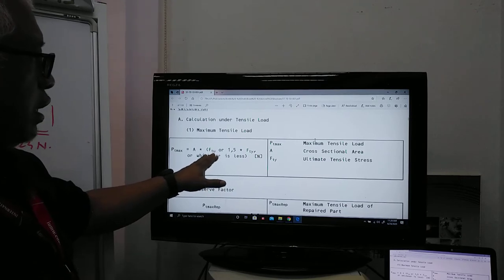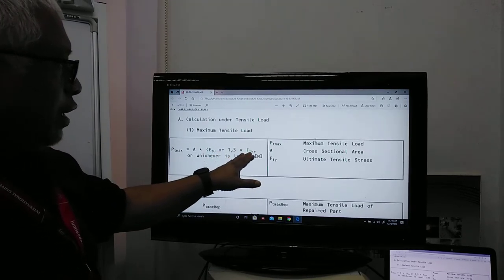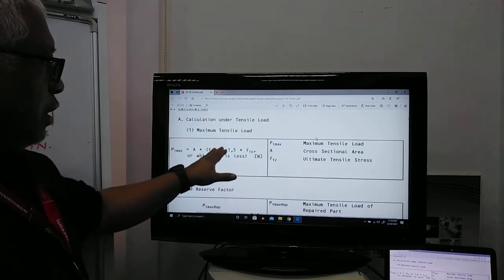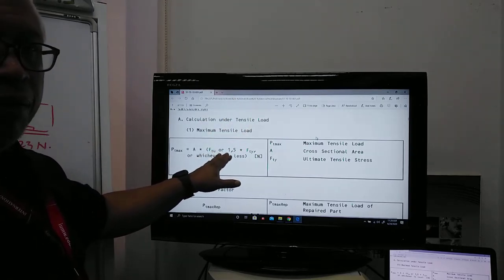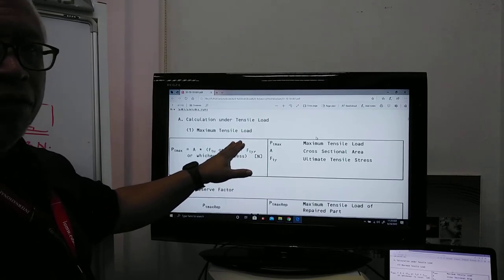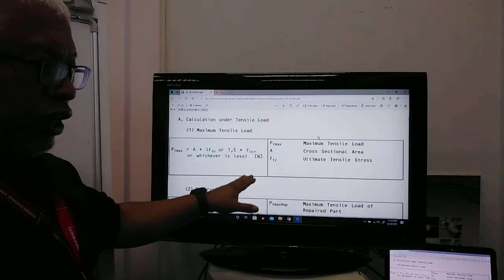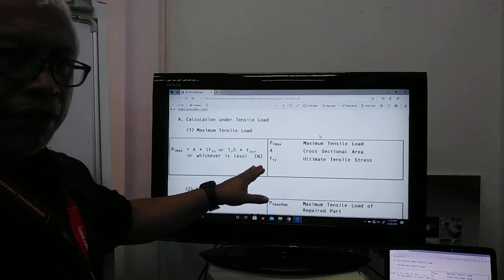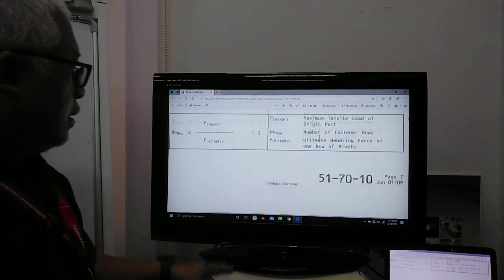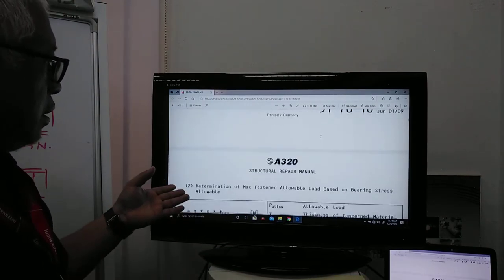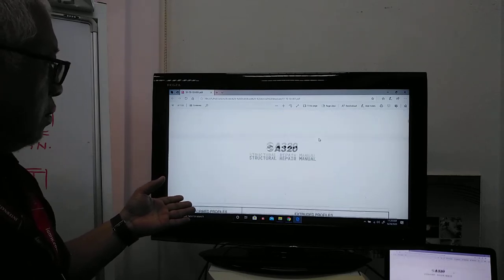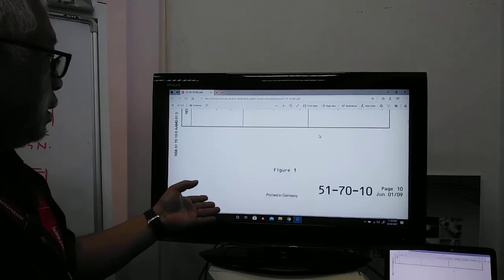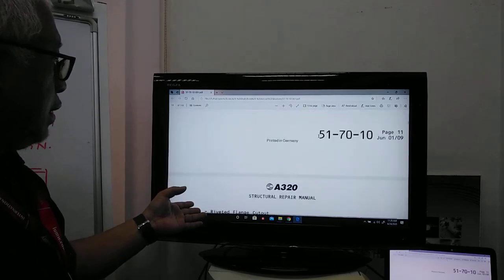So still FTU is critical. Here you just want to check whether FTU is critical or 1.5 FTY is critical. If 1.5 times FTY is higher than FTU, then you use FTU, which means the material is FTU critical. If 1.5 times FTY is lower than FTU, then you use 1.5 times FTY, which is a yield critical material. Then the reserve factor is calculated from that. This is the section where you calculate for the crippling and for the buckling, so everything is detailed here.